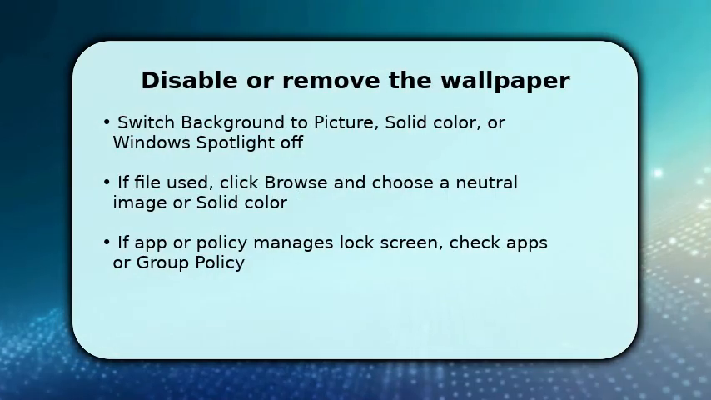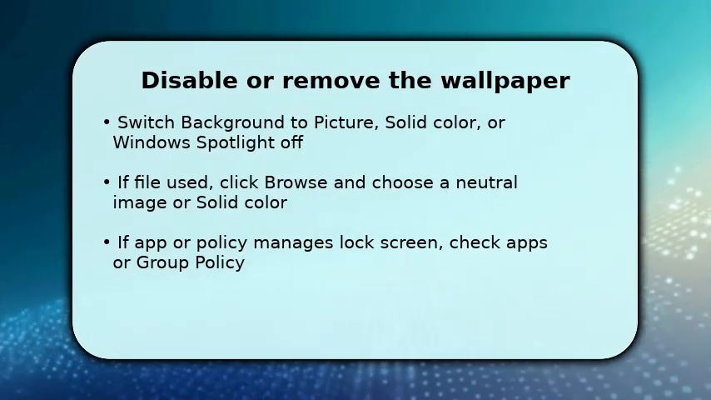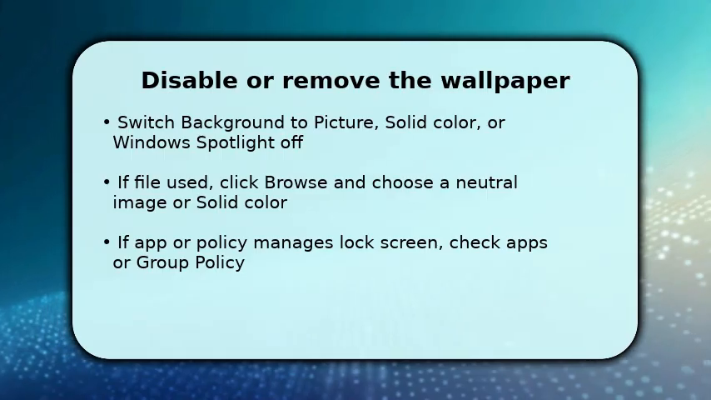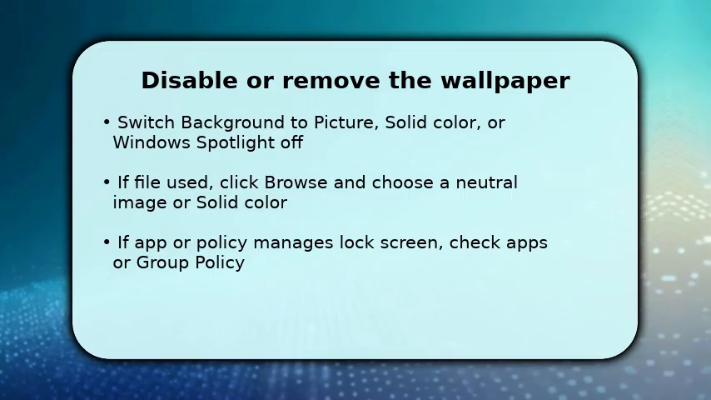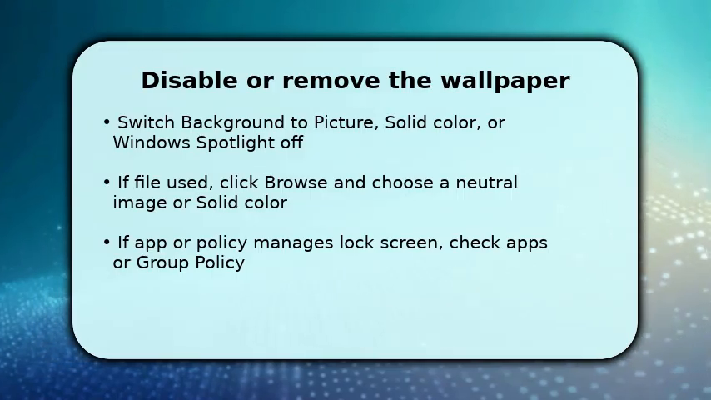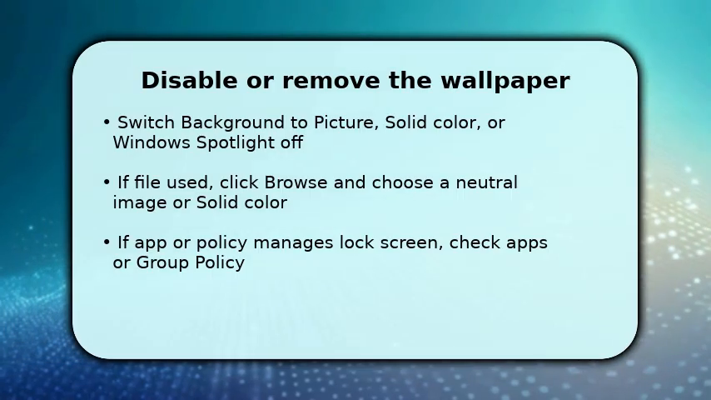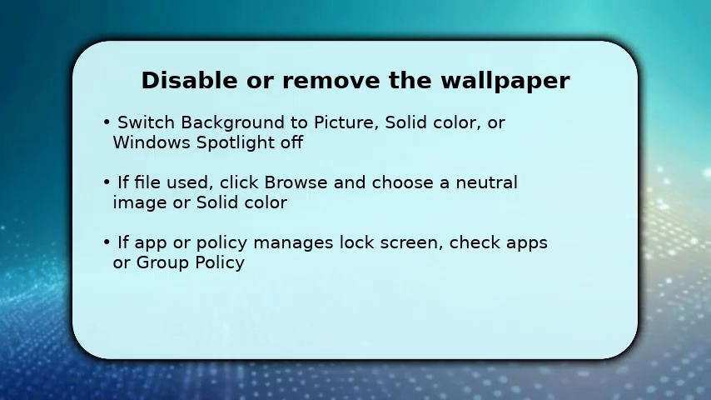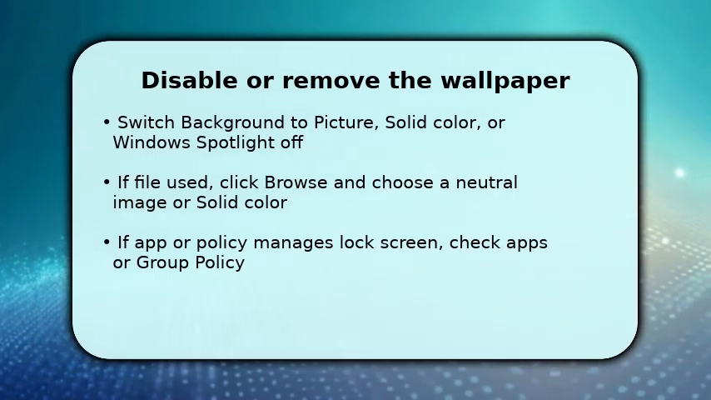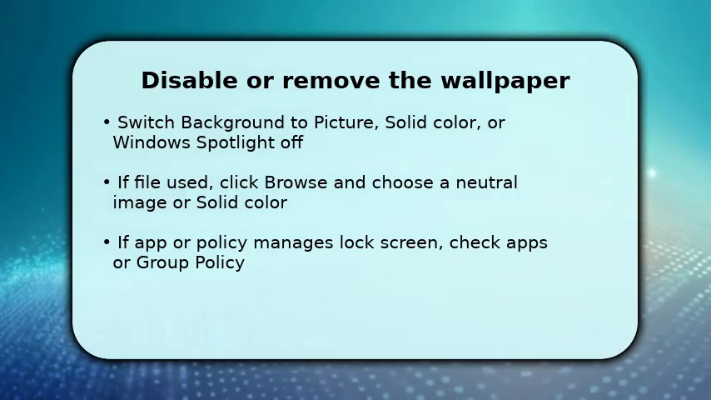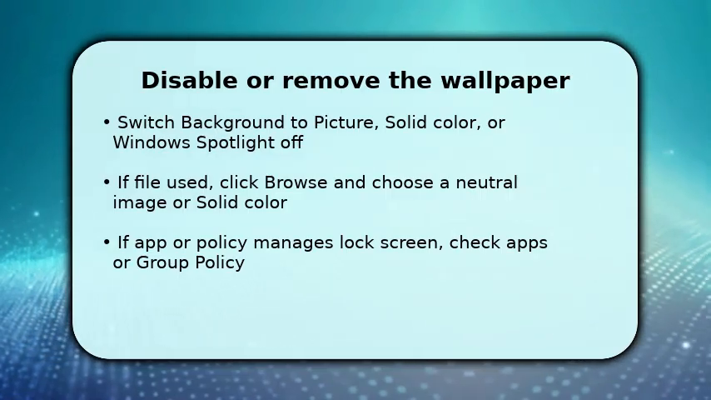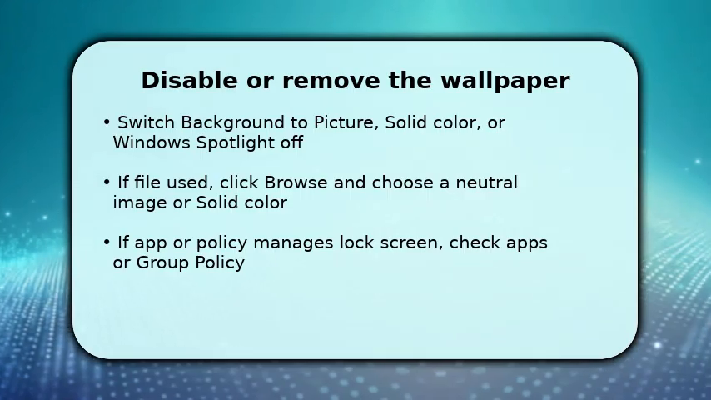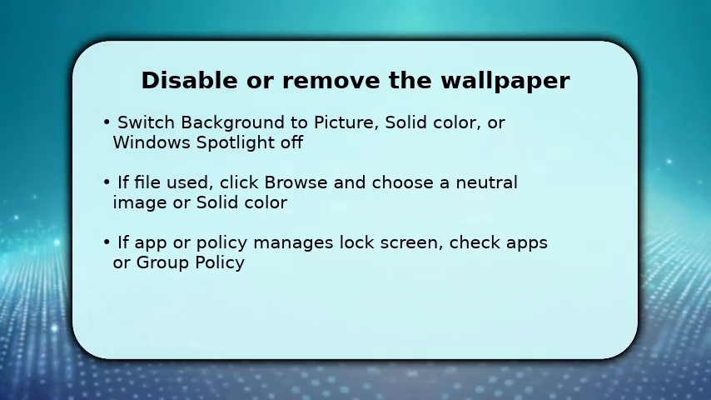Now you act. Change the background setting to solid color or a neutral picture so the unwanted wallpaper is replaced. If the image is a file, click Browse and pick a new image or choose solid color to remove imagery entirely. If an app or enterprise policy controls the lock screen, open Apps or Settings accounts or contact IT. Check Local Group Policy Editor or Registry only if comfortable. These steps replace the image and stop automatic resets.